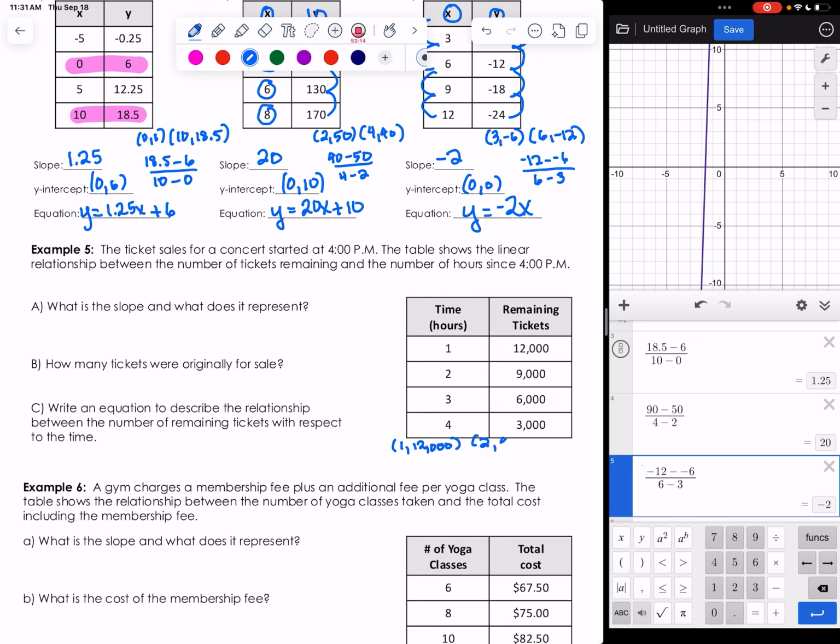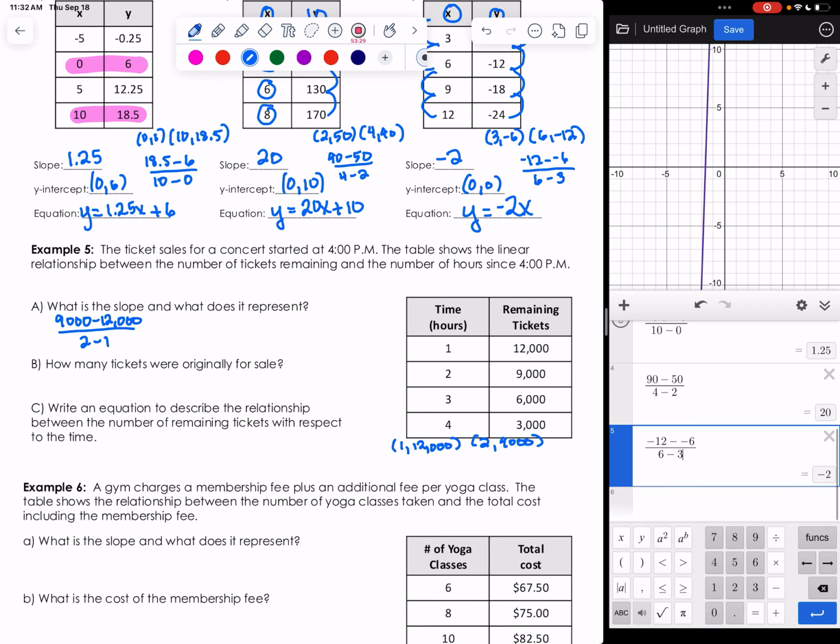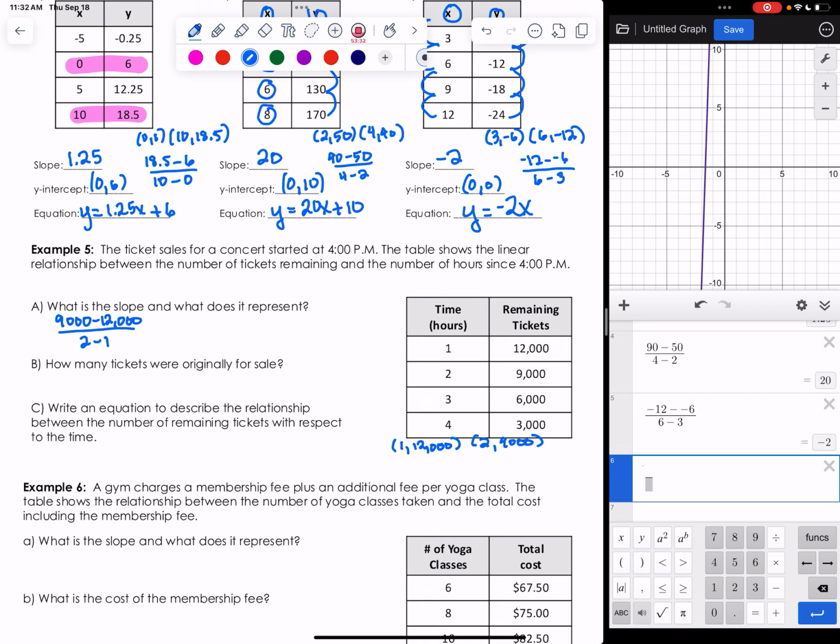and (2, 9,000). Now, if I use my slope formula, this would be 9,000 minus 12,000, and then on my x values, 2 minus 1. Now, on the calculator, I'm going to press the division bar. 9,000 minus 12,000. On the bottom, 2 minus 1. So that gives me a slope of -3,000.